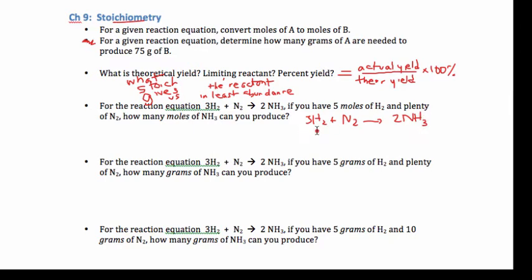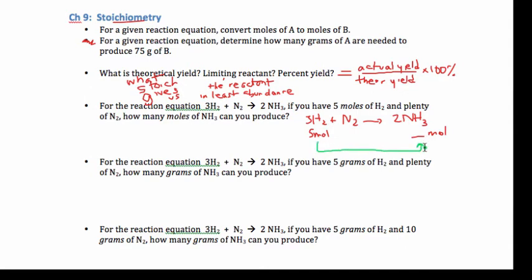What if you have 5 moles? I like to write right underneath it what we're given. If you have 5 moles of H2 and plenty of N2, which means don't worry about it, how many moles of NH3 will you produce? This is my favorite one because it's moles to moles, so it's really easy. All I do is apply the coefficient bridge.